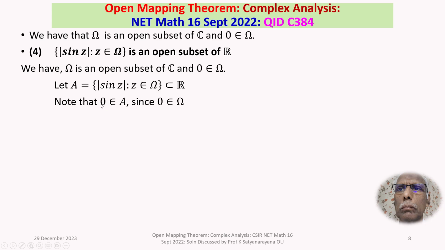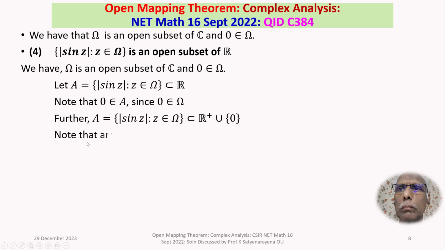Note that 0 belongs to A. Why? Because 0 belongs to omega, and mod sin 0 is 0, so 0 belongs to A. Very simple. Further, A, the set consisting of mod sin z, z belongs to omega, is a subset of the positive real numbers union 0. That means it is a subset of the set of non-negative real numbers.